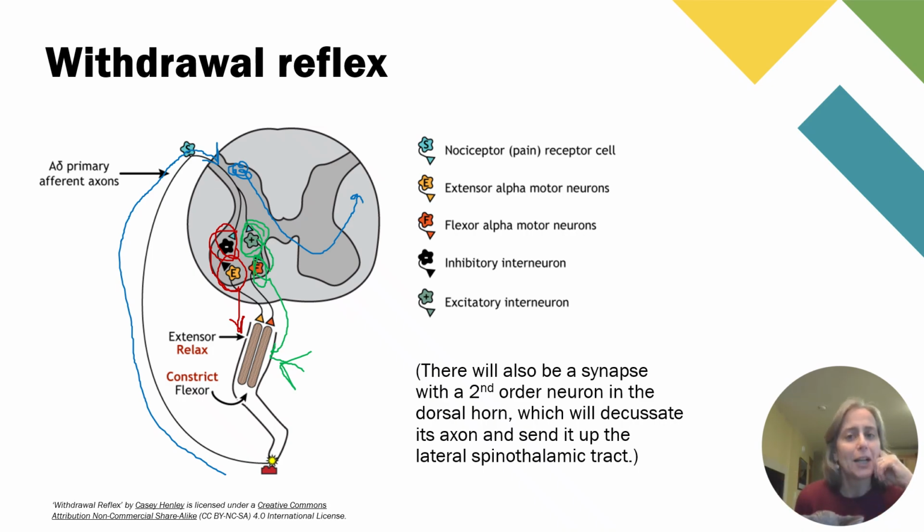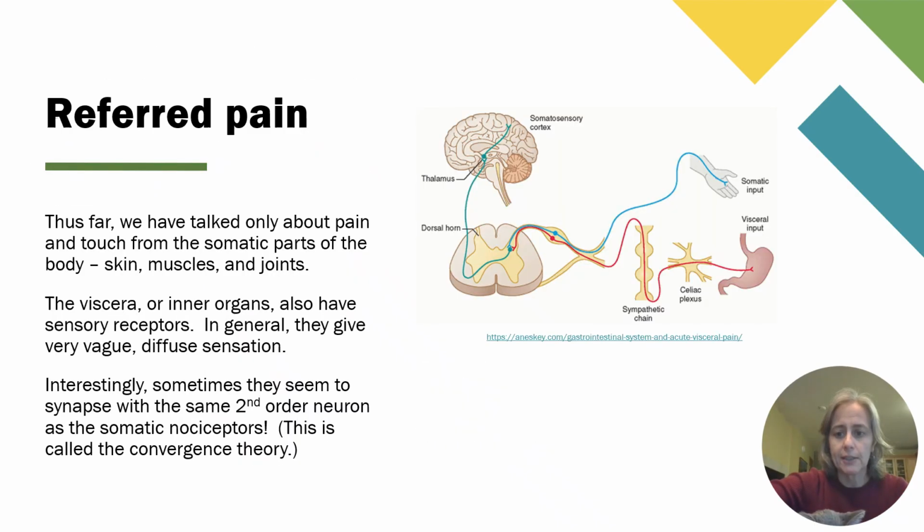So kind of cool to revisit the withdrawal reflex now that you know a little bit more about nociception. And now you probably understand where it says A delta, right? Those are those A delta fibers that are carrying that stimulus. So remember, in addition to these synapses with the interneurons that result in this withdrawal reflex, this flexion reflex, you also will then synapse with a second order neuron in that dorsal horn that's going to decussate and send its axons up the lateral spinothalamic tract so that you also get conscious awareness of that sensation. Okay, so that's a withdrawal reflex.